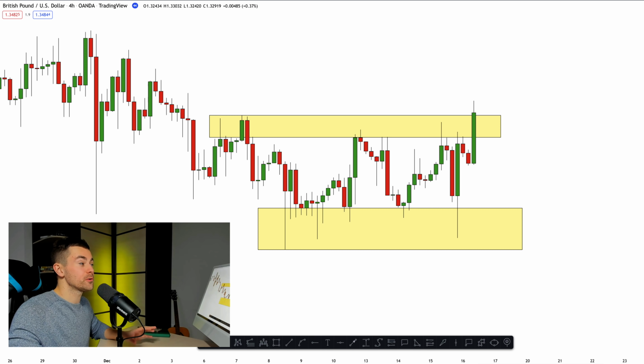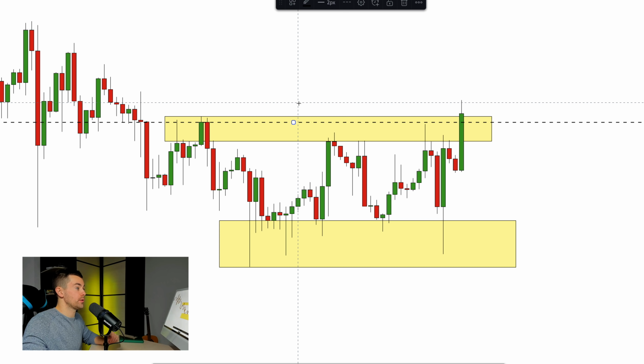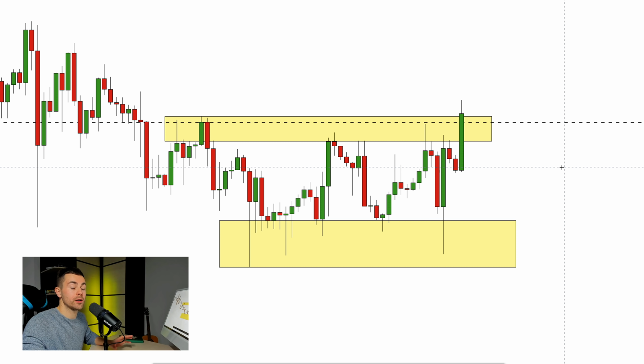Once this structure breakout is confirmed, we need to identify our entry level. In case the price breaks the resistance, our entry point will be based on the highest candle close within the structure area that we spotted. Where is our highest candle close? Here it goes. That will be our entry point. That will be the point from where we'll buy.